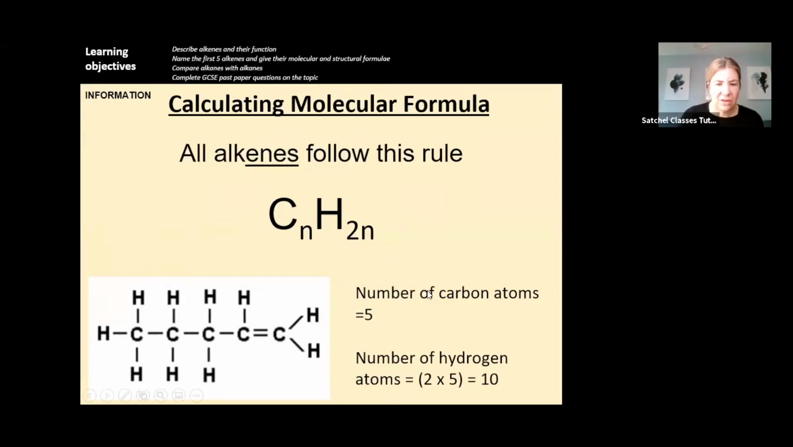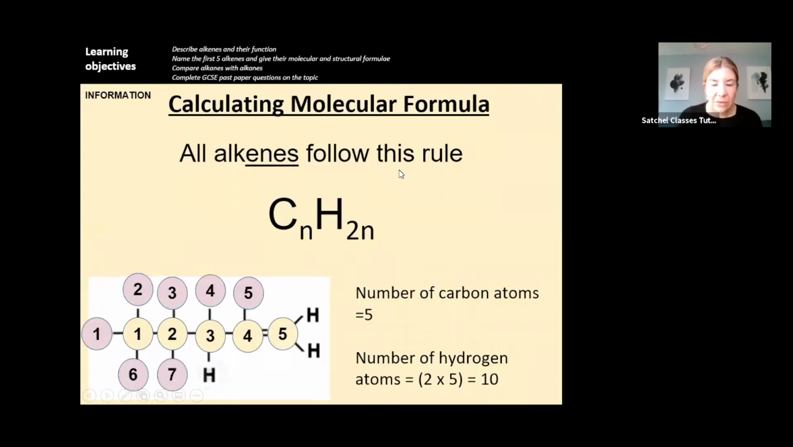Let's see if that's correct. So let's count our carbon atoms. 1, 2, 3, 4, 5. And let's count our hydrogen atoms. It doesn't matter how we count them. We've got 10 hydrogen atoms. So this now on the screen is the molecular formula.